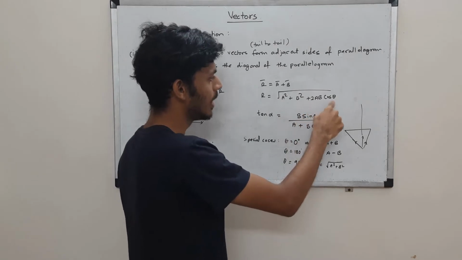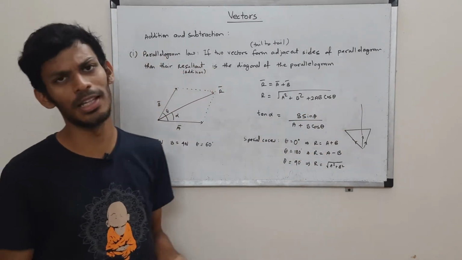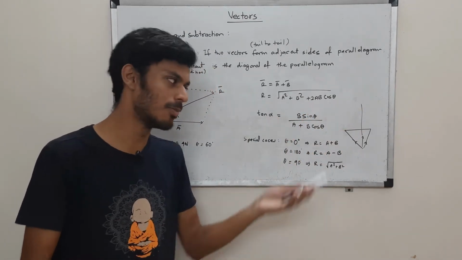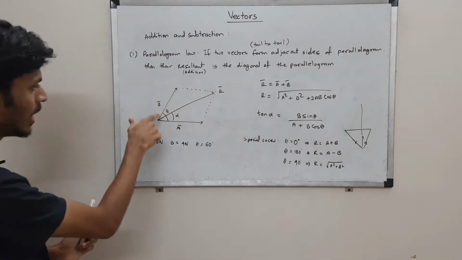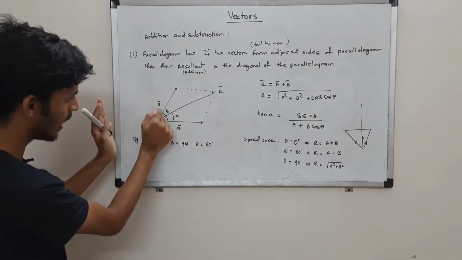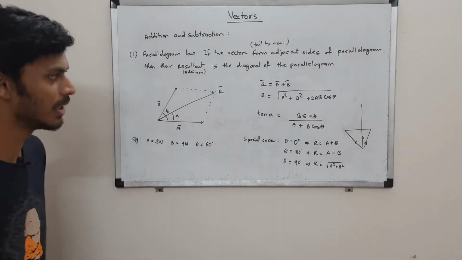The magnitude of the resultant is given by this formula: under root A square plus B square plus 2AB cos theta. A is the magnitude of A, B is the magnitude of B, and theta is the angle between A and B, the angle between the two vectors.